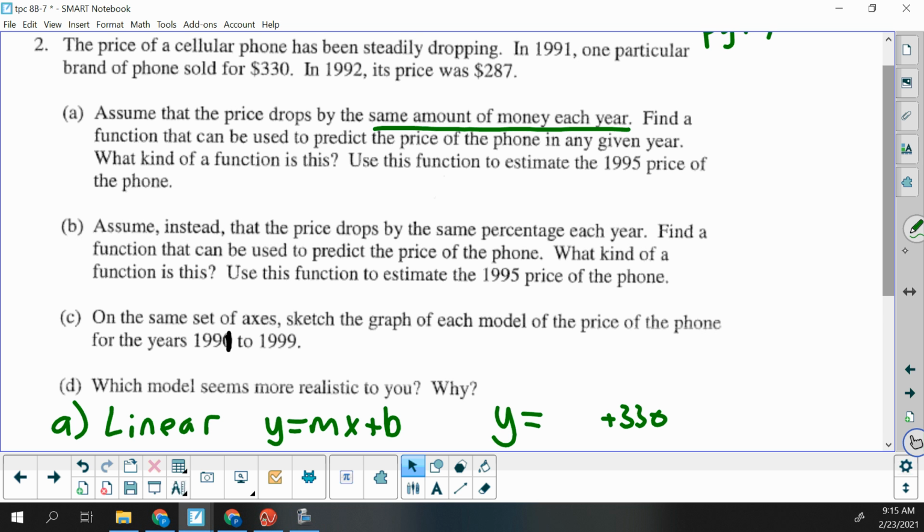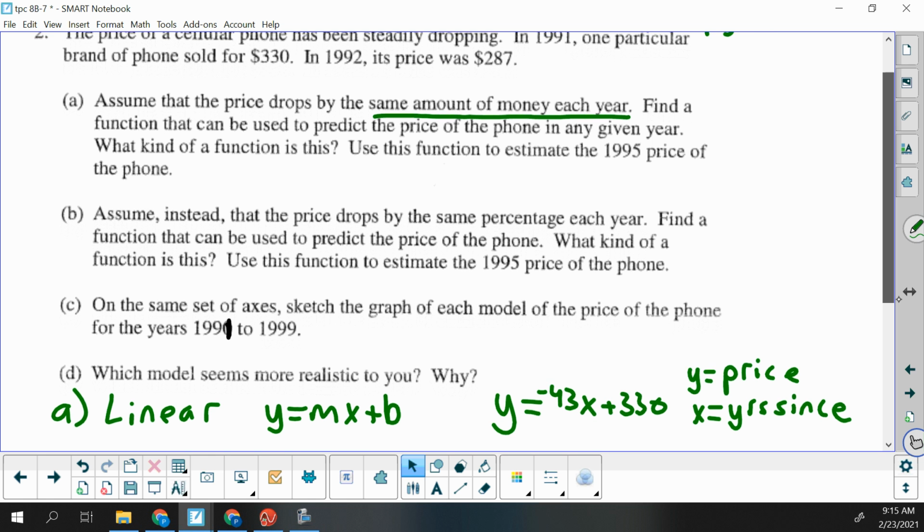Now our m should be what we're changing by. When you go from 330 to 287, we're going down, so it should be a negative, and we're going down by $43. So we're going to be having minus 43x plus 330. Whenever you write an equation, you got to tell what x and y represent. Well, y is our price, and x is years, but we have a calendar year, so it should be years since 1991.